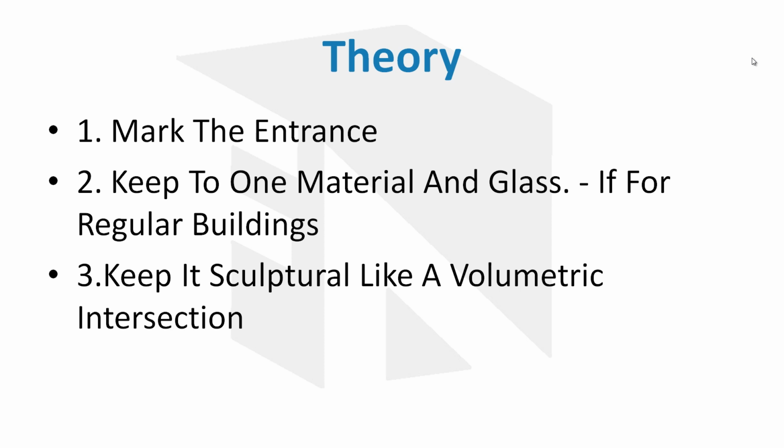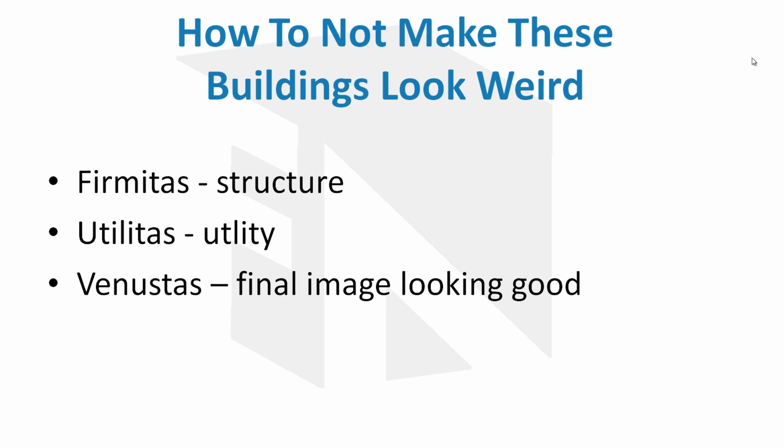The theory again: mark the entrance, so we've got clarity for our buildings. Keep to one material and glass. Again, if regular buildings, obviously you should have two materials and glass. Here, the weird visual language of the organic architecture makes it enough for you to just have one material. And again, keep it sculptural, make it a volumetric intersection.